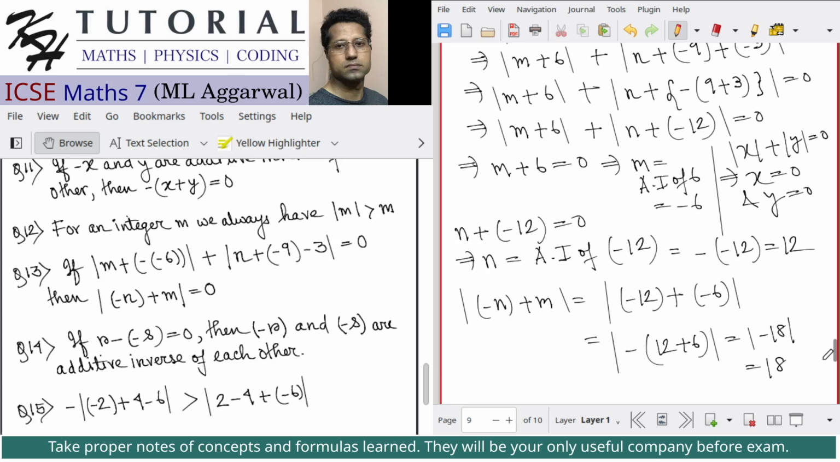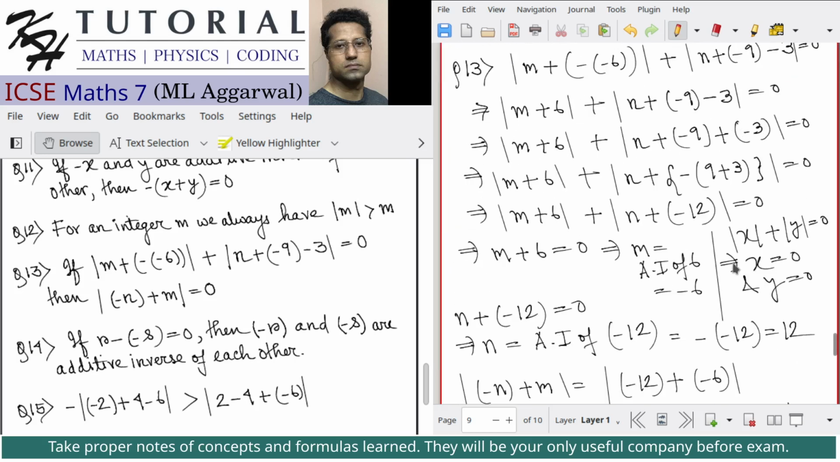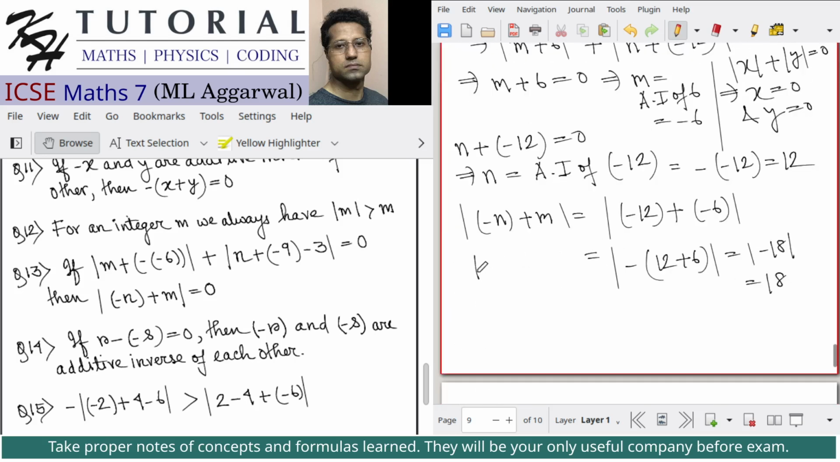So the value is 18, and it is given that the absolute value of minus n plus m is 0. So this is a false statement.